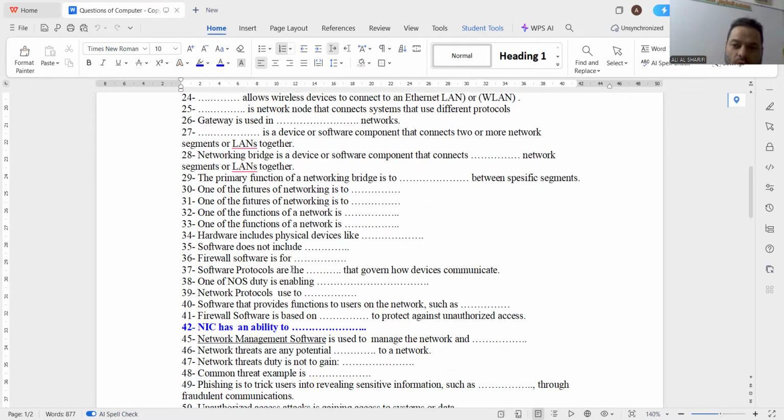Firewall software is what? To delete, to protect, to send, to transmit. You should know. Software protocols are the rules that govern how devices communicate. Network protocols are used to what? Software that provides function to users on the network, such as what? Firewall software is based on what? To protect against unauthorized access.